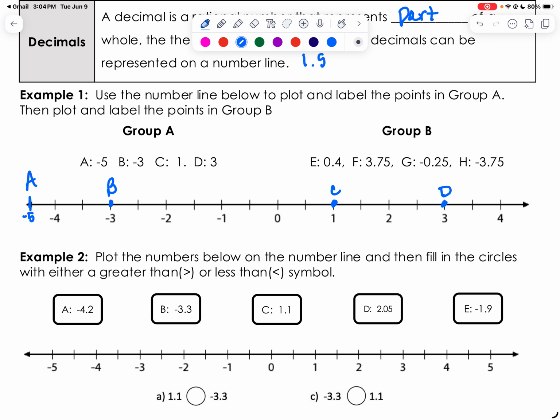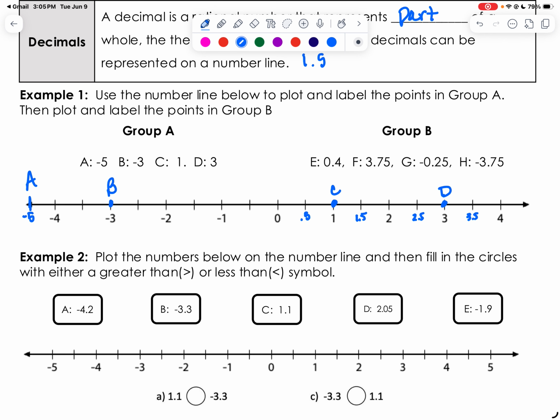All right. In our next group, we're going to be plotting decimals. So now we're going to be plotting numbers that are between the whole numbers. Let's look at our first point, point E, 0.4 or 4/10. Now, what I want you to notice in this number line is it is scaled by 0.5s. So if my tick mark is 0, then my next tick mark would be 0.5, and then 1, 1.5, 2, 2.5, 3, 3.5, and so on.